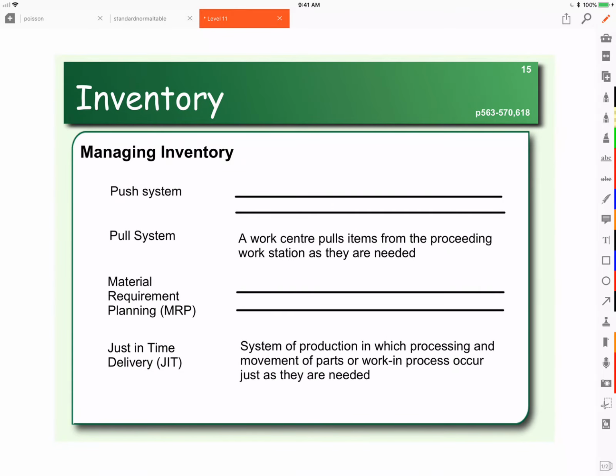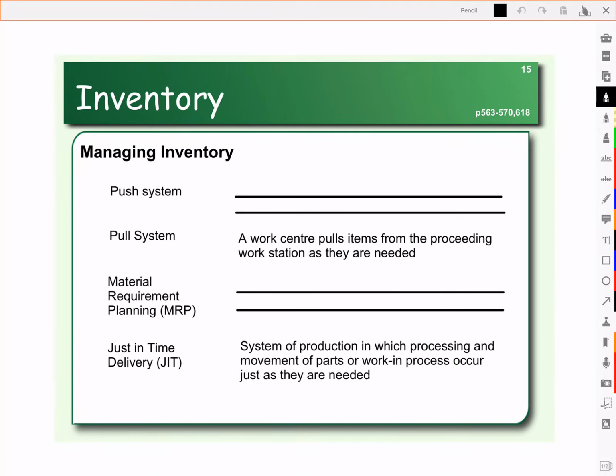When it comes to dependent demand, there are two types of systems. There's a push system and a pull system. So a push system is when a batch of items is made and pushed to the next work center. So as soon as it's done, it gets pushed on to the next location.